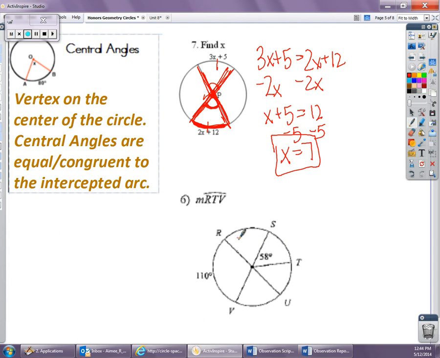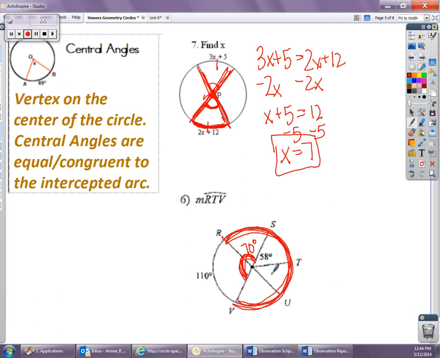Down here, I'm looking for the measure of arc RTV. So I'm looking for arc R going around to T, going around to V. So I'm looking for that whole arc measure. So what would be the degrees that I am sketching around this circle? Well, if this is 110, I see that these two arcs, this arc and this arc, both form 180 degrees. So if this is 110, I'm left over with 70.